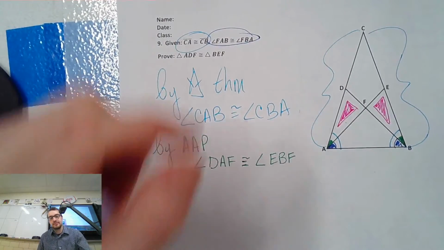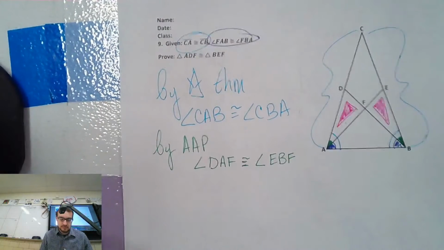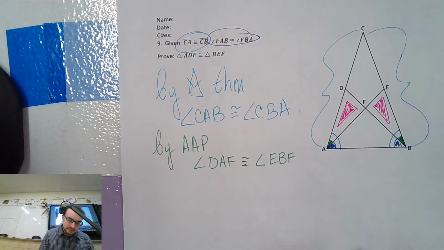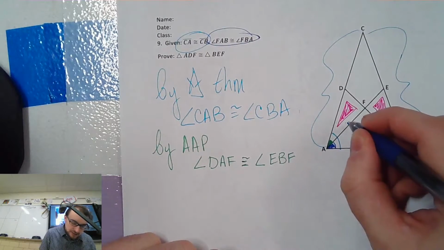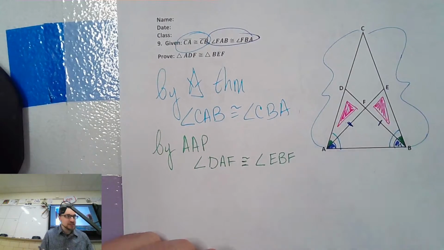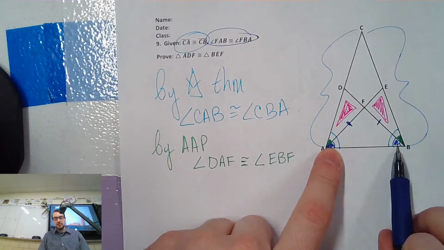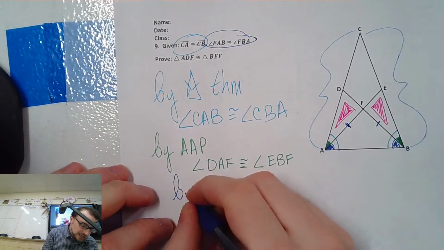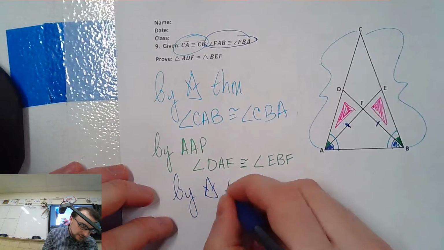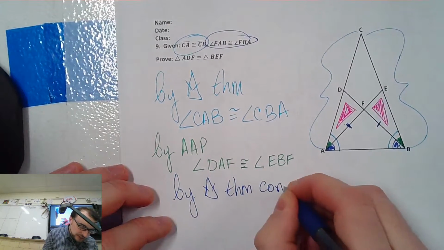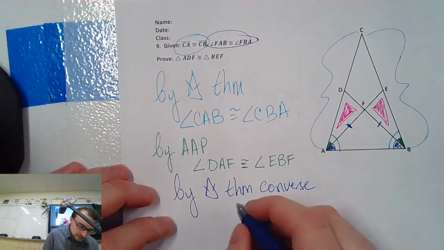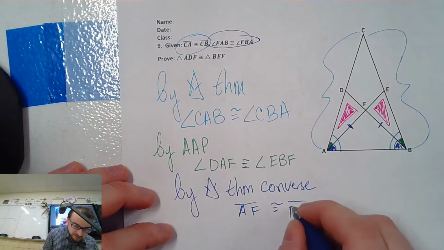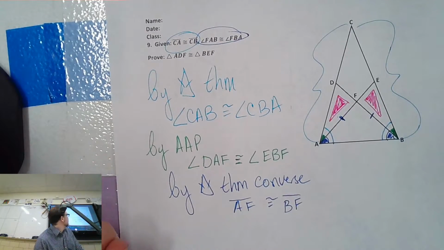Go ahead. For the triangle at the bottom, you can use the converse to get the side. Exactly. It looks like everybody in here is getting really good at spotting the isosceles triangles, right? Two congruent angles means we have two congruent sides, right? The opposite sides. So we're going to say by isosceles triangle theorem converse, because we started with the angle, we know that AF is congruent to BF.